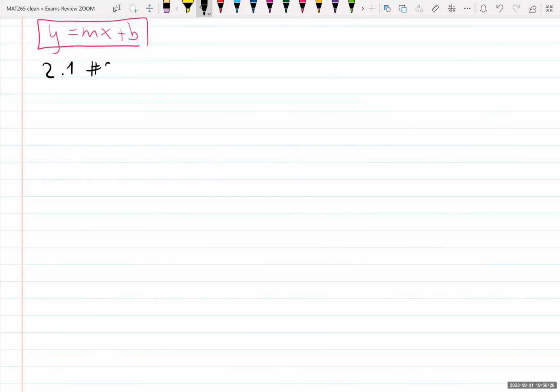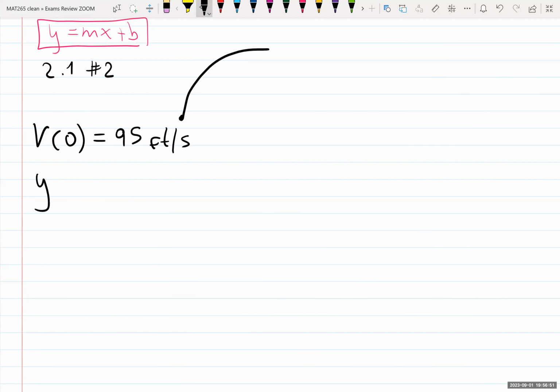Number 2 in section 2.1. A ball is thrown straight up into the air. Initial velocity can be seen as v at 0. It's given as 95 feet per second. Look at that, feet per second. Its height in feet after t seconds is given as a function: y equals 95t minus 16t squared. Find the average velocity.